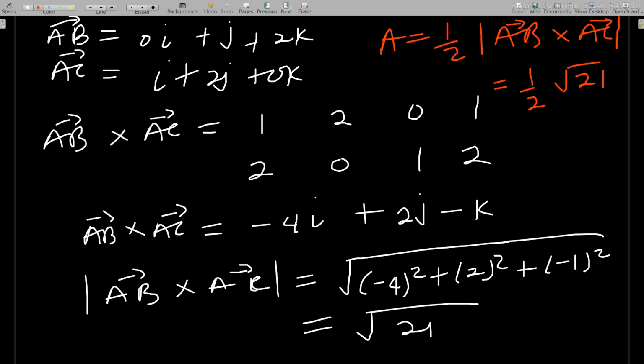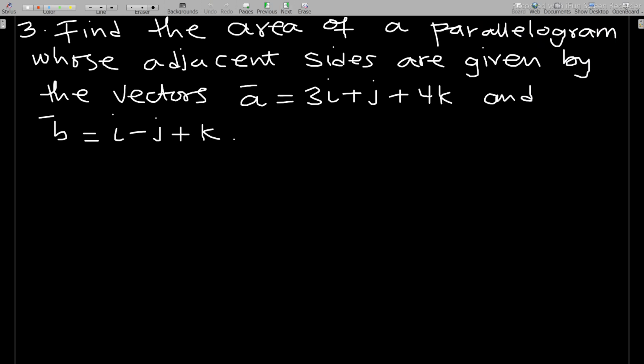Now let's go to the next question. The next question is, find the area of a parallelogram whose adjacent sides are given by the vectors shown. So the parallelogram has adjacent sides as given. Now this question is very easy because we know the area of a parallelogram given the adjacent sides. We know the formula for the area, so all we can do is just apply the formula.